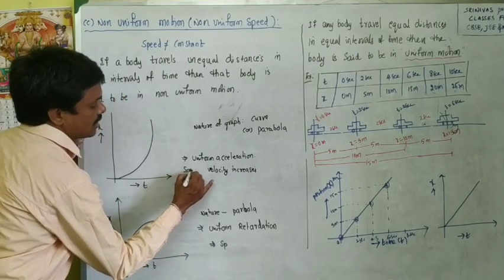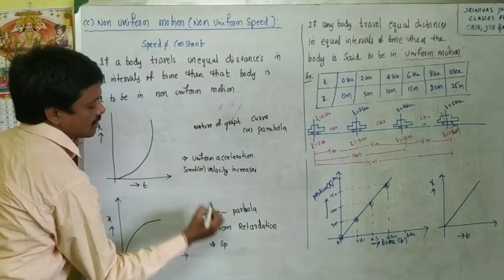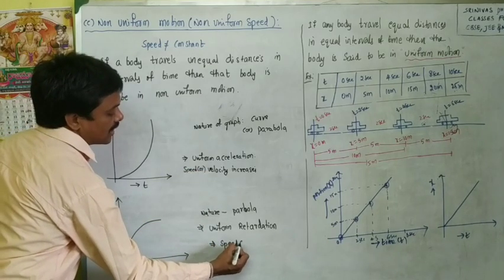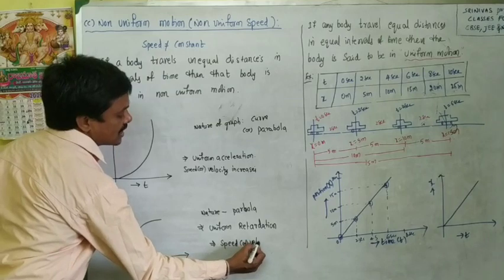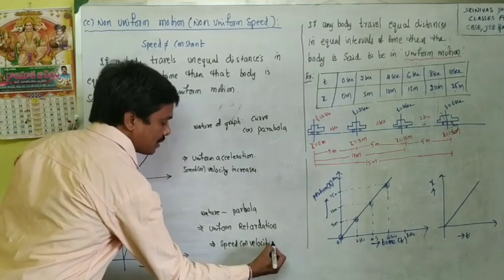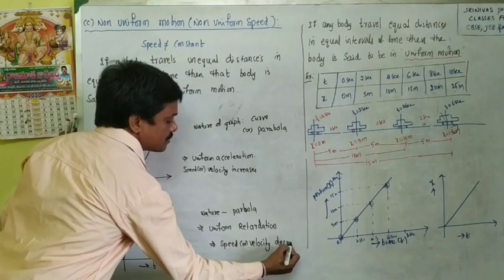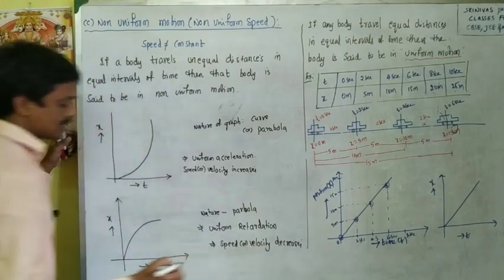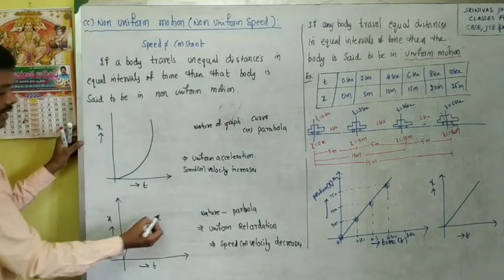Here the speed or velocity. Why am I telling speed or velocity? Because we are discussing the motion in a straight line. In a straight line, in one direction, the speed and velocity are equal. The speed or velocity decreases here. Right? And this graph indicates that one.